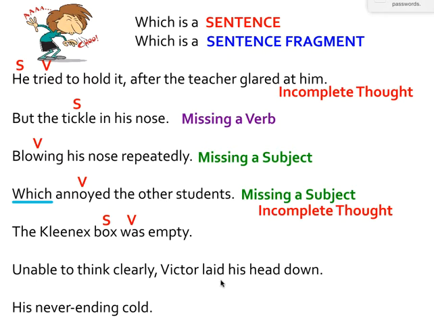Unable to think clearly, Victor laid his head down. Does it have a subject? Yes, Victor. What did Victor do? He laid. Is it a complete thought? Unable to think clearly, Victor laid his head down. Yes, that's a complete sentence.